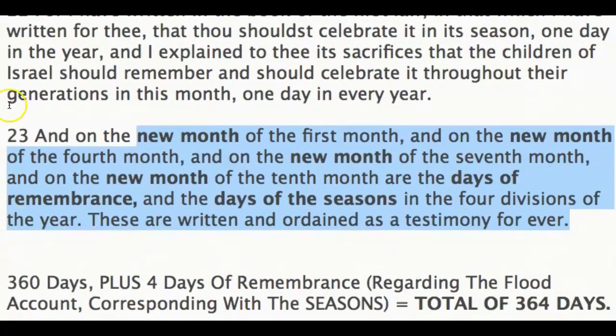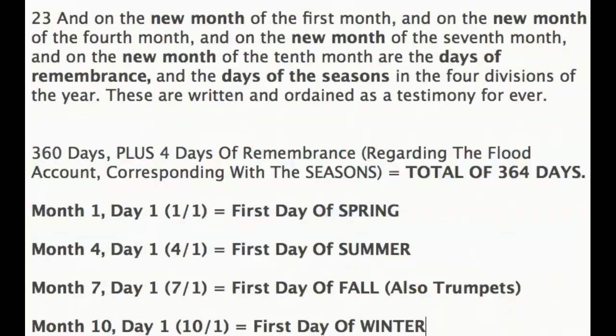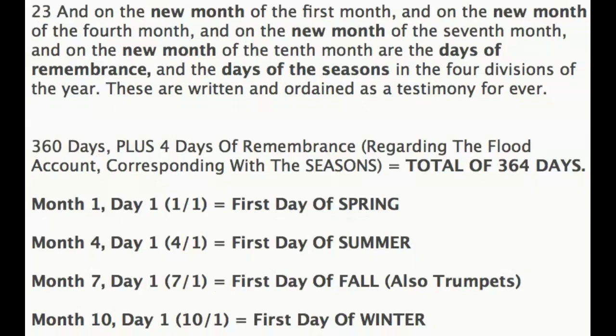So we see right here, according to this verse, that there are 360 days in this calendar, plus the 4 days of remembrance regarding the flood account corresponding with the seasons. And you'll see how this represents and correlates with the flood account for a total of 364 days. And you'll see how each of these days relates to the flood account and how something happened in the flood account for each of these days. Now, if you read Jubilees 6 in its entirety, you'll see how each of these 4 days relates to the flood account. But it's interesting because it also corresponds with the seasons.